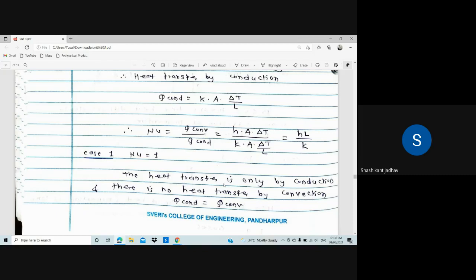Then write down the significance of the Nusselt number. Case 1, Nusselt number is equal to 1. The heat transfer is only by conduction and there is no heat transfer by convection.